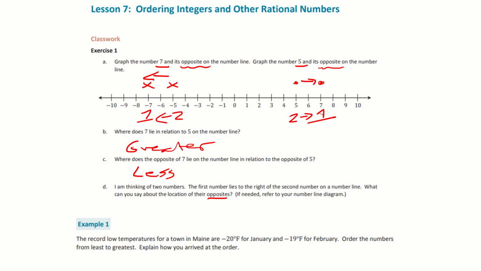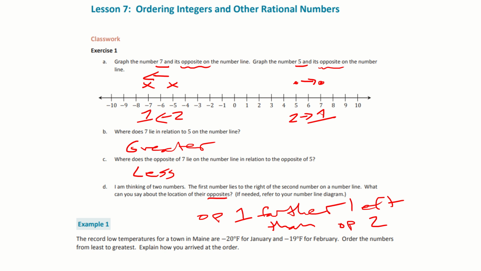So it's true that if you know any number that's a positive number, right, and its opposite, they'll be farther away from 0 for the bigger ones. So they'll be farther away from 0 for the opposites of the smaller ones. So what can you say about the location of the opposites? The opposite of 1 is farther left, or you could say smaller, than the opposite of number 2.